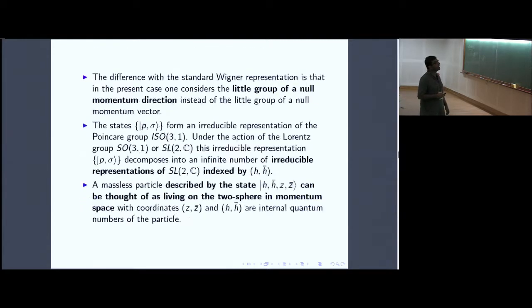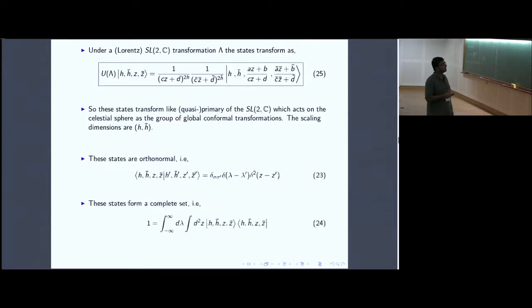Okay? So now, if you look at the standard P sigma states, they actually form an irreducible representation of the inhomogeneous SO(3,1). But under the action of the SO(3,1) or SL2C, this big irreducible representation of the inhomogeneous SO(3,1) actually decomposes into an infinite number of irreducible representations of the SL2C indexed by HH bar. Right, so that's what is happening here.